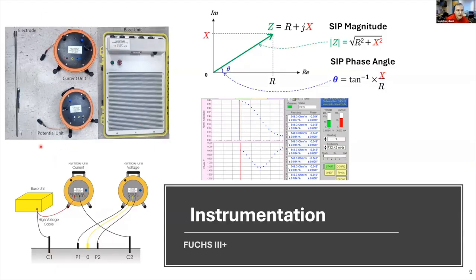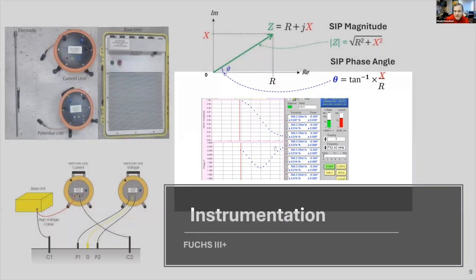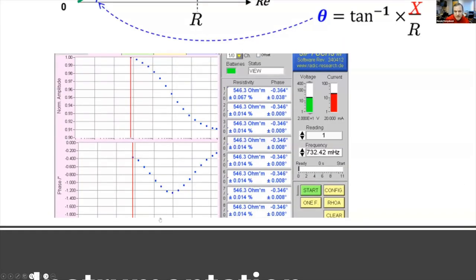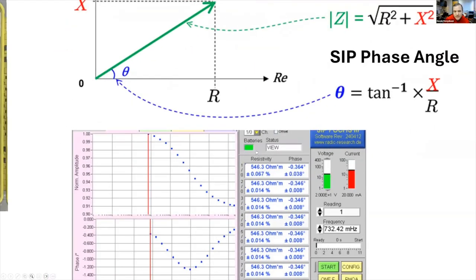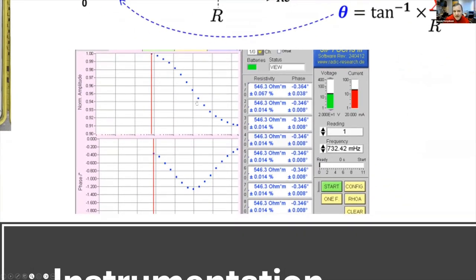It just has a current unit and a potential unit. We send AC current using the current unit, and at the same time we measure the voltage using the potential unit. So what this device measures is the impedance magnitude and the phase angle. By using the SIP magnitude, we have these values, and by measuring the phase angle, we have theta. So it's what we see on the laptop, the interface of the SIP measurement.